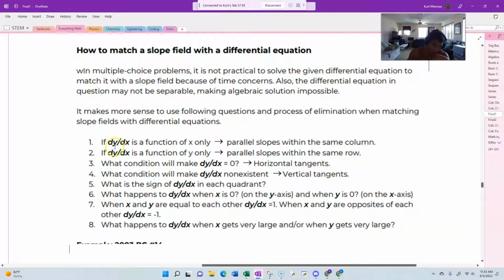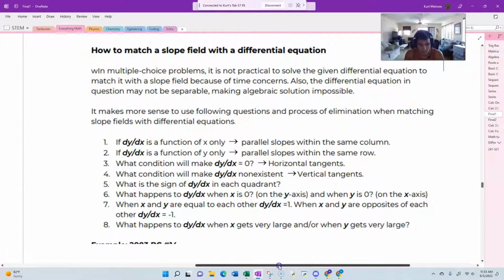Note, I literally just pulled this off the internet by searching how to match slope fields with differential equations. You can get the exact same thing. Instead of trying to graph everything out, just search up these tricks. So we see that the parallel slope is within the same row. What does that mean?